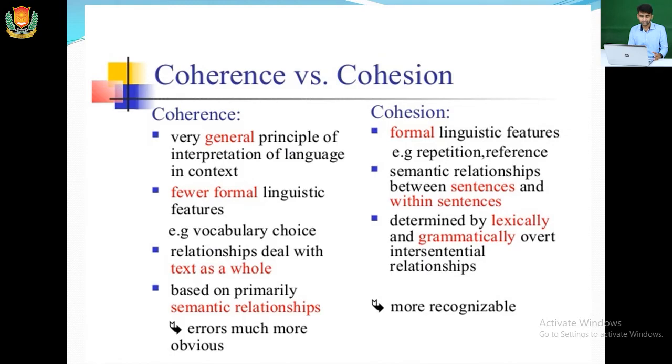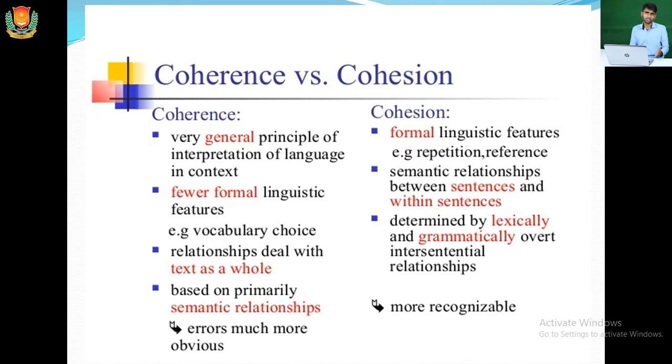Now coherence versus cohesion. If I talk about the comparative study of both, coherence is a very general principle, the interpretation of language in context. Whenever we are working under coherence, we have to look at the context in which the paragraph is written, how it is formed, and how the meaning is conveyed. We have to go through a few formal linguistic features. Pragmatically we have to write, and semantically we have to see the meaning, and vocabulary choice.